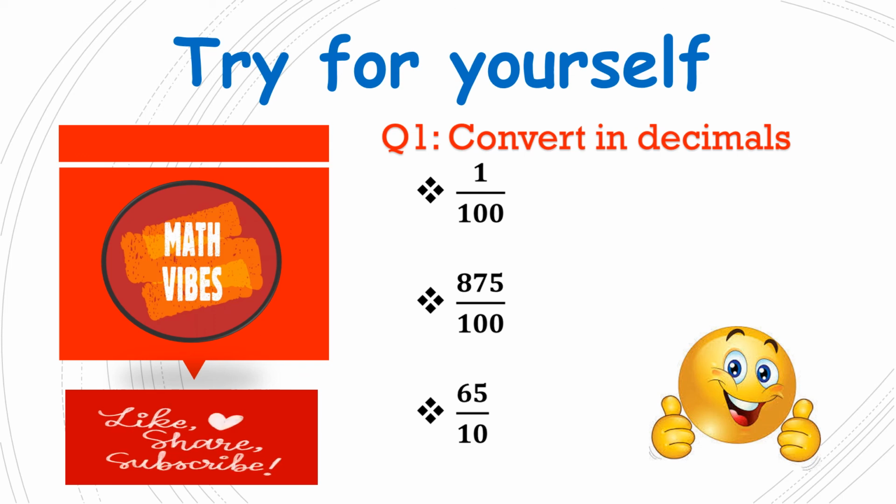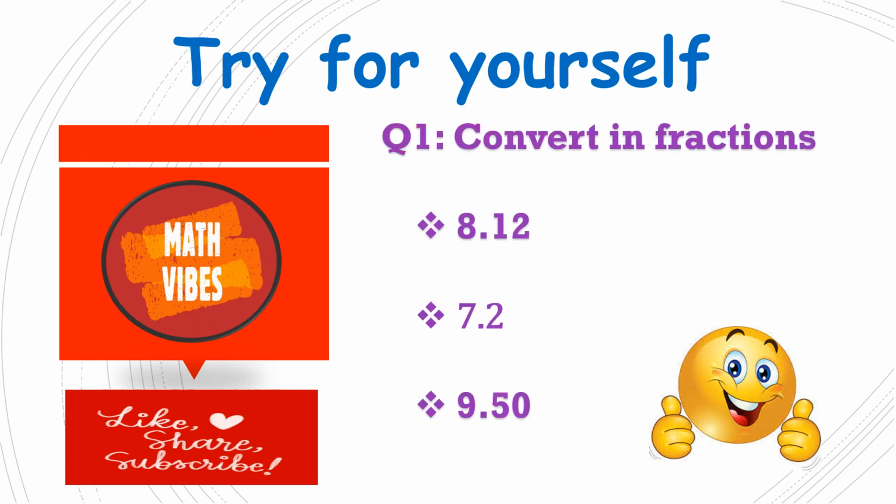And wait, don't go. Here is question 2. In this question you have to convert these numbers into fractions. The numbers are 8.12, 7.2 and 9.50. You must be wondering how I am speaking these numbers. For that you have to see our next video, which is naming the decimals. I will explain in detail how you can name the decimals, how you can write the number names of the decimals and how you can read them.